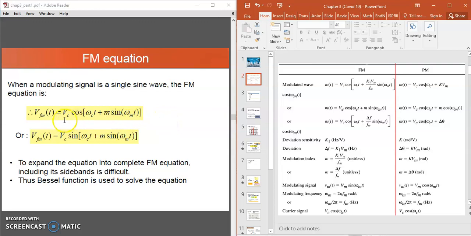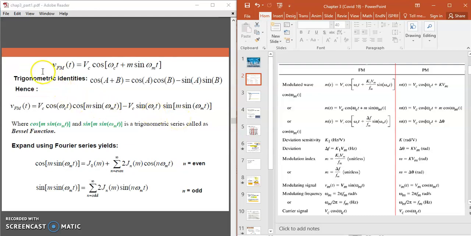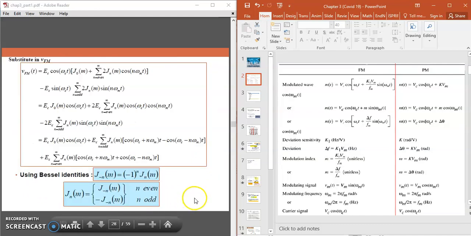Okay, this one is the carrier signal, VC. The identity is quite similar to AM. We play with the trigonometric identities, so we expand using the Fourier series. You have this formula for even, and then this equation for odd.